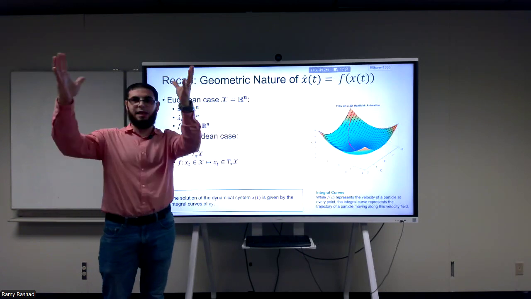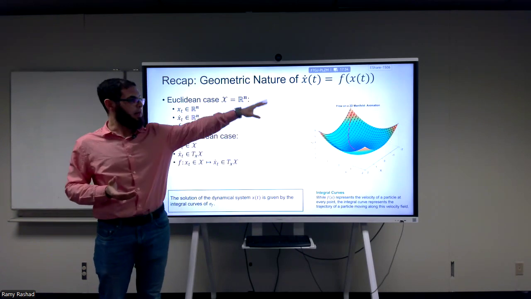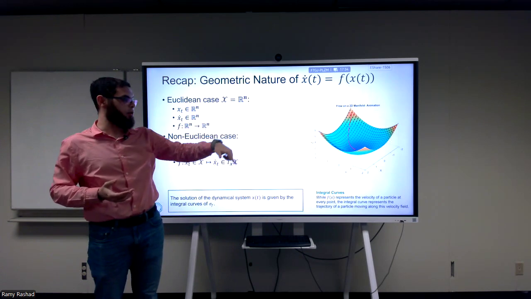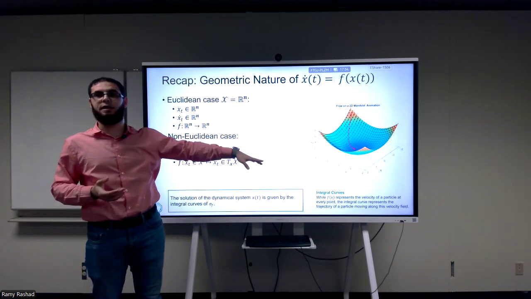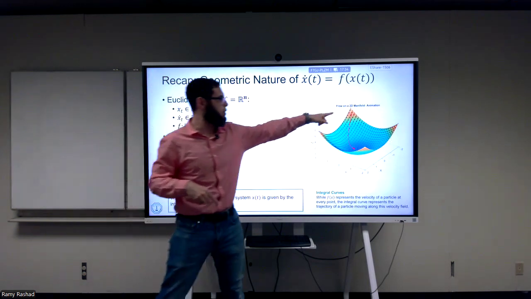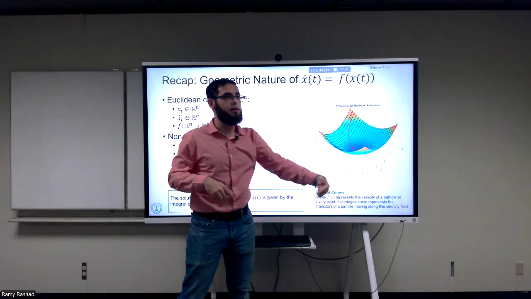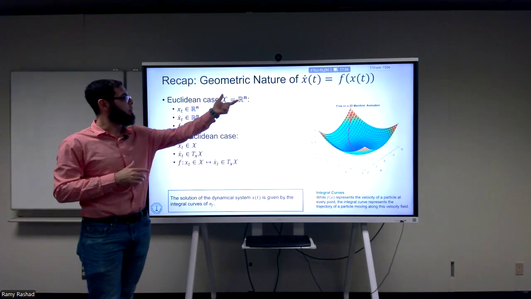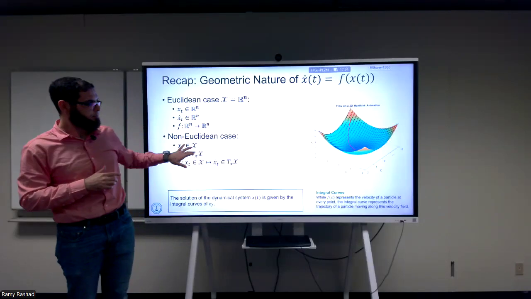So if the state space has the shape of a paraboloid, then f of x defines this vector field that you see here in terms of arrows. And the integral curves of the system are simply how it will evolve with time. So if you start with some initial condition here, it will follow the integral curve of this vector field that is defined by x dot is equal to f of x.